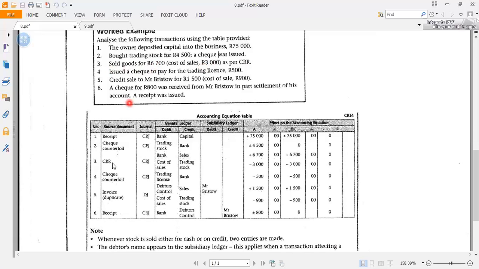Let's go on to number 3. It's CRR as given in the transaction. CRJ because I sold goods and money is coming into my account.